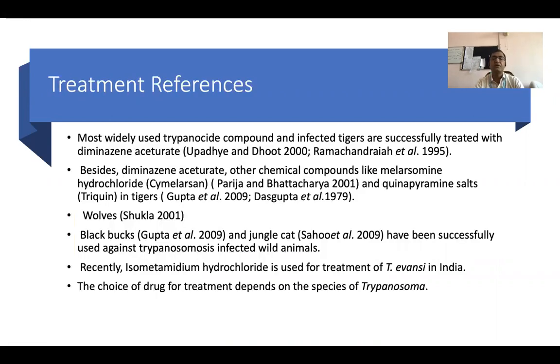So there are so many treatment references. Again, I have brought a reference. We have to talk about the wild condition with the reference. The most widely used trypanocidal compound in infected tigers, successfully treated, is diminazene aceturate. Now you know Berenil, one of the very important diminazene aceturate. So it is effective in the treatment of trypanosomiasis also.